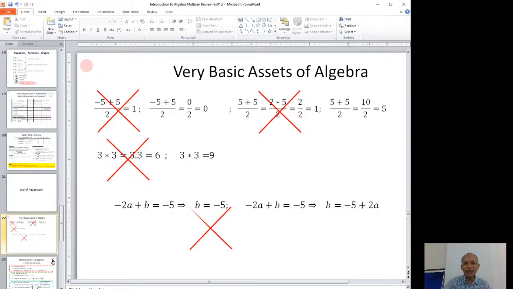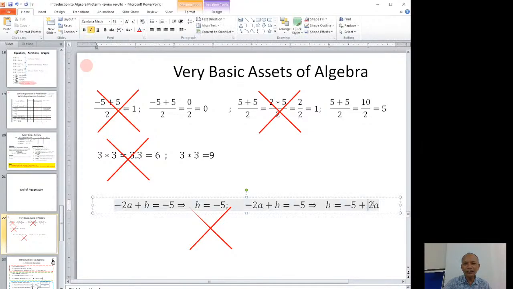You miss out the 2a, you drop the 2a here.